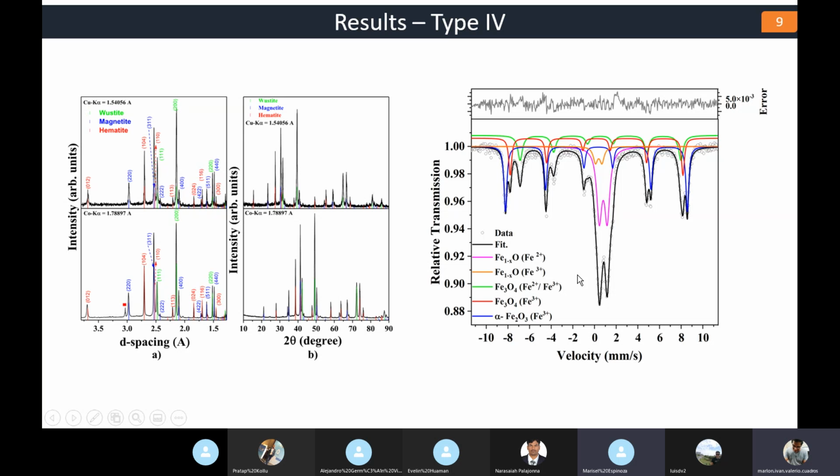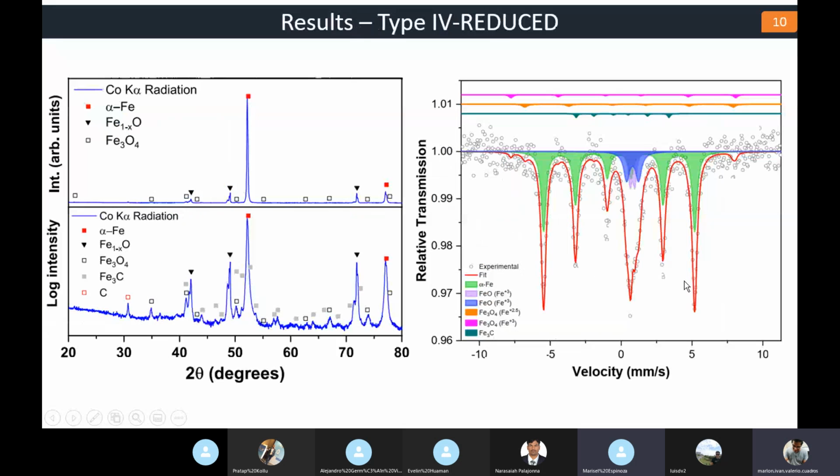the magnetic phases identified by the X-ray diffraction are in accordance with the phases revealed by the Mössbauer measured at room temperature, showing gustite, non-stoichiometric gustite, two sites of magnetite and hematite.